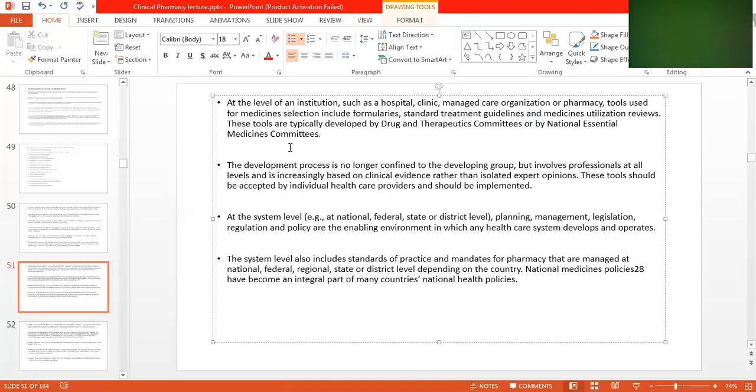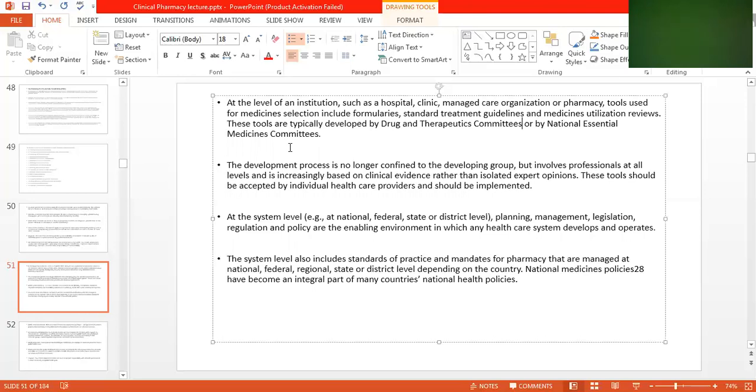Means what is going on in your hospital? What are the results of those drugs which are provided to the hospital? We must have clinical evidence, means there is an improvement of symptoms of the patients in that hospital. This is a clinical evidence rather than isolated expert opinion. These tools should be accepted by individual healthcare providers and should be implemented.